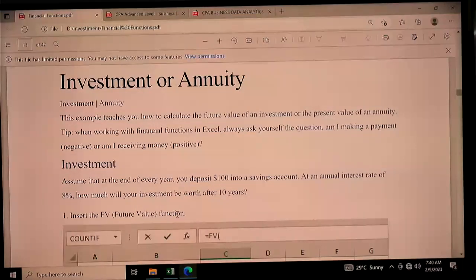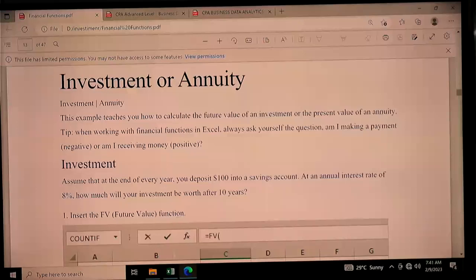Hope you have written. Just have your book and a pen. I see some people are struggling to get the pen right now. You should have the book all the time. So the future value returns the future value of an investment based on a periodic constant payment and a constant interest rate. That is what this function does.